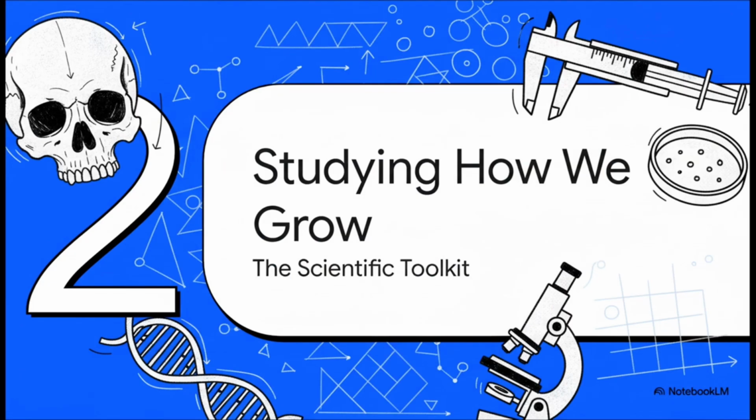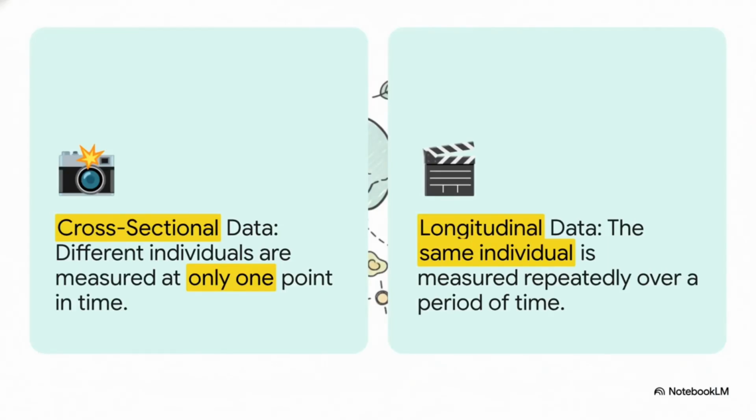Okay, so we've got our terms down, but have you ever stopped to think, how do we even know all this? Where does this information actually come from? Let's pull back the curtain a little and look at the scientific toolkit researchers use to figure out how we grow. Now, this is a super important distinction. Think of a cross-sectional study as a snapshot. You measure a big group of people of different ages, but you only measure each person one time. In contrast, a longitudinal study is more like a movie. You follow the exact same people over many, many years, measuring them again and again to see the changes.